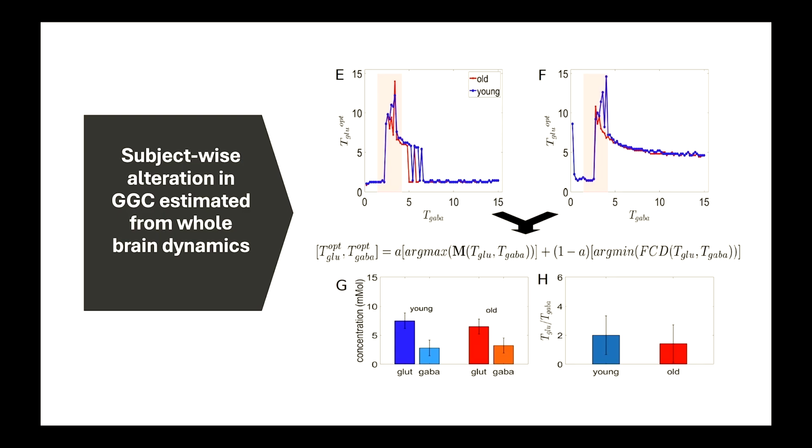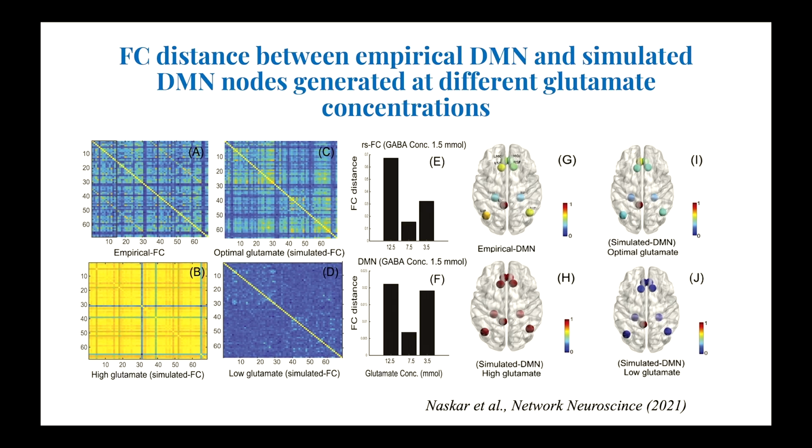So, once you identify that, you can actually simulate a quantity which is called Euclidean distance. You have the experimental functional connectivity, you have the simulated functional connectivity, and element wise you can find out the Euclidean distance between those points, which is also called the Frobenius norm in mathematics. You can calculate the FC distance between the empirical default mode network and simulated default mode networks to see whether they have some kind of agreement at different glutamate and GABA concentrations.